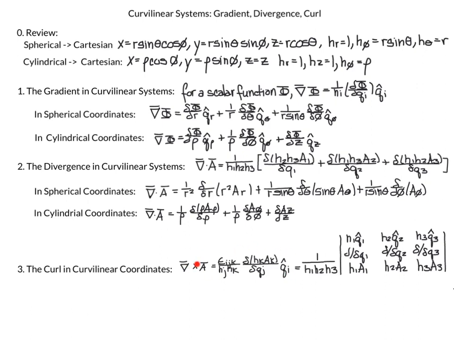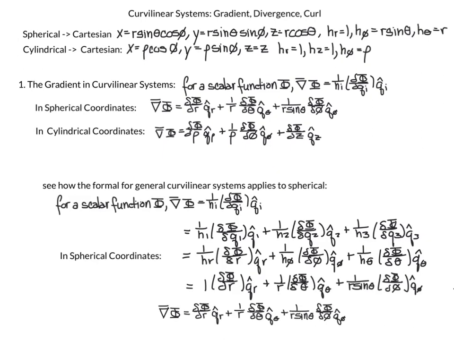And here is the Levi-Civita notation, and then I also have it here as a determinant, which I find easier to remember. As we go through each topic, I'll keep these spherical and cylindrical formulas here for your reference, and this should be a pretty quick video. It's mostly just about how to use these formulas.